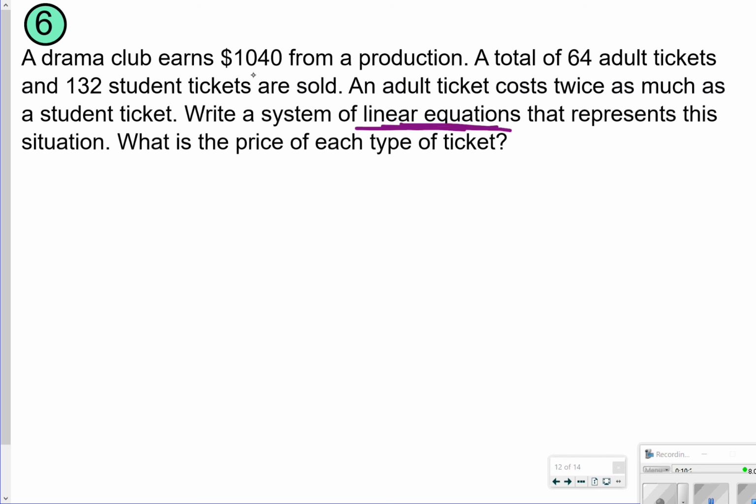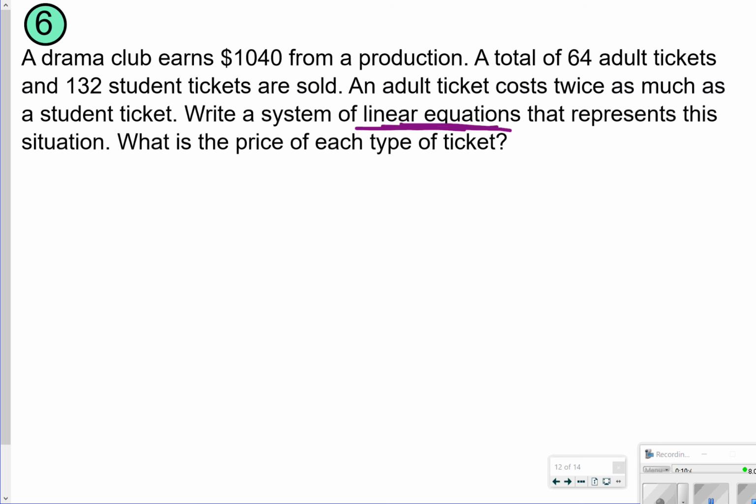A drama club earns $1,040 from a production. A total of 64 adult tickets and 132 student tickets are sold. Next equation. An adult ticket costs twice as much as the student one. Write a system of linear equations that represents the situation. What is the price of each ticket?